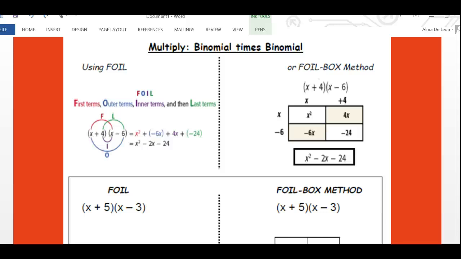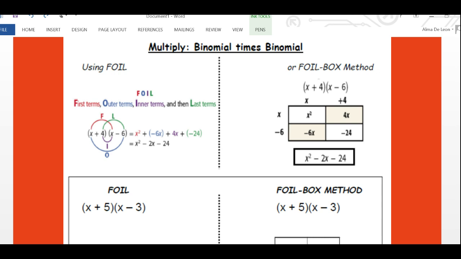Okay, so we just looked at multiplying a monomial times a trinomial. Now we are going to multiply a binomial times a binomial. Remember, binomial means two terms. And so we're going to be looking at multiplying two terms times two terms. We're going to be looking at two different methods.